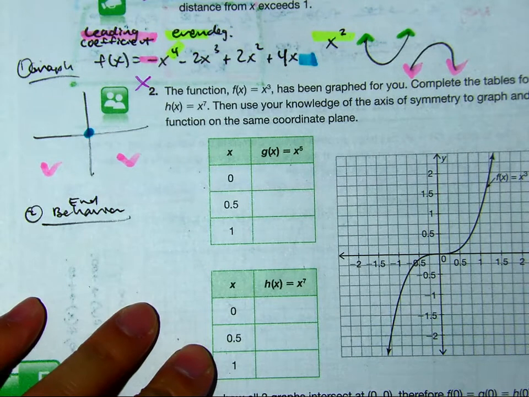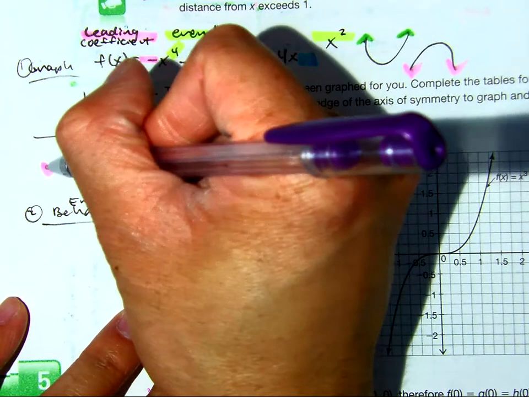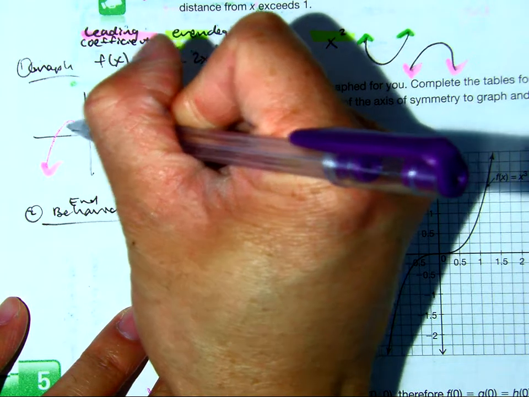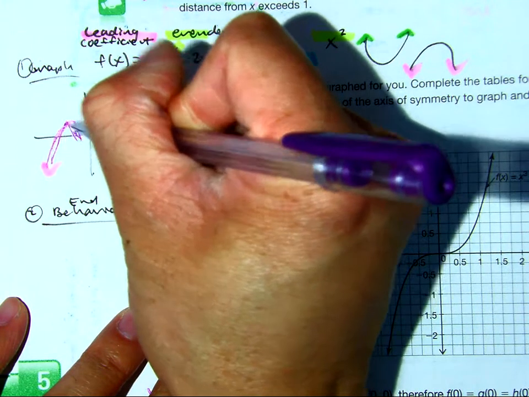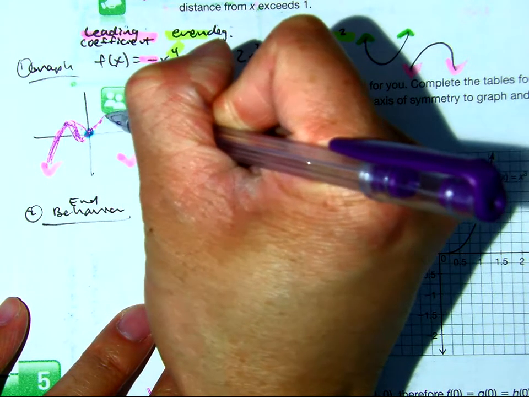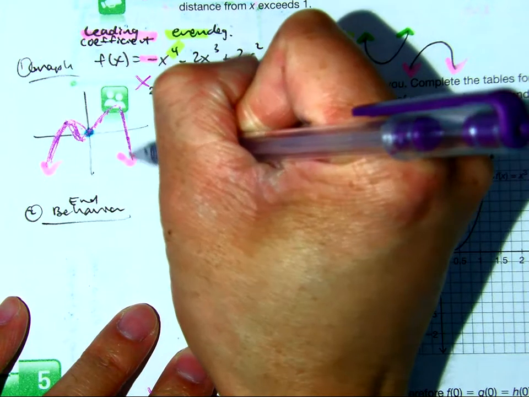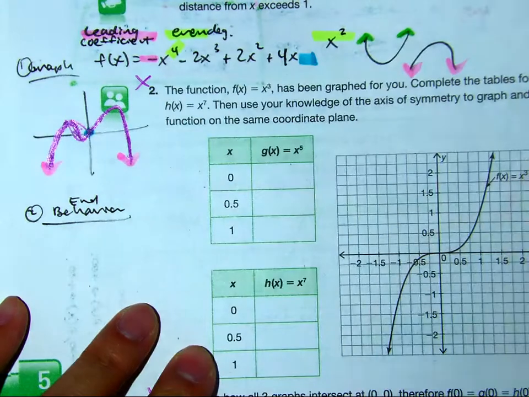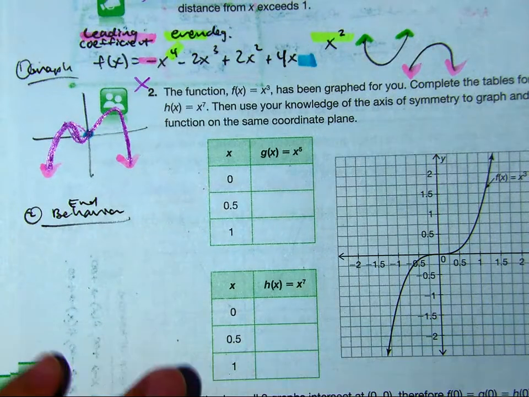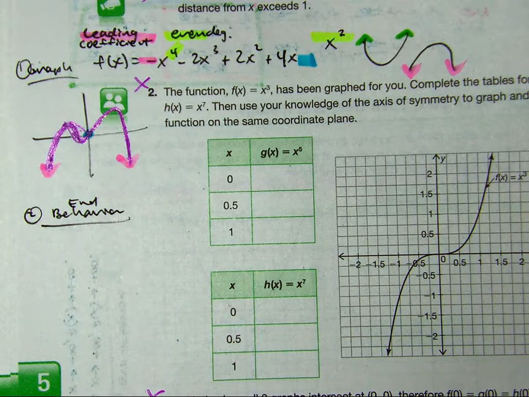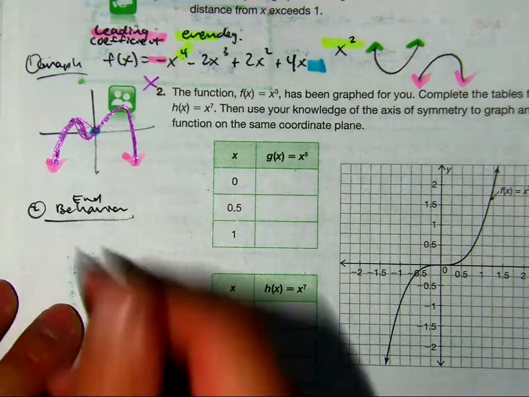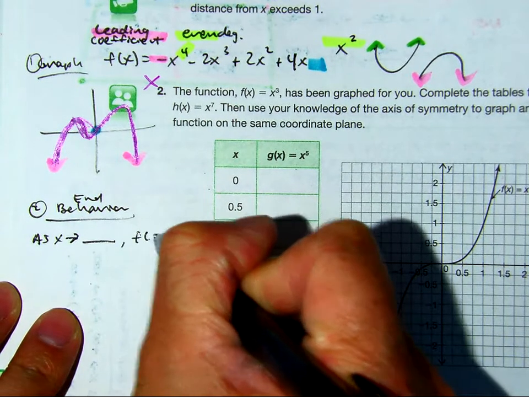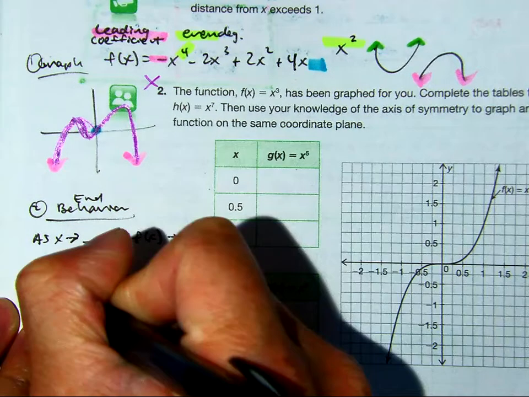So here's kind of like a quick sketch of my graph. It might look something like this. Let's try that again. It's like an art class. Okay? Now from here, we can write our end behavior. Our end behavior has this sentence. As x approaches blank, f of x approaches blank.